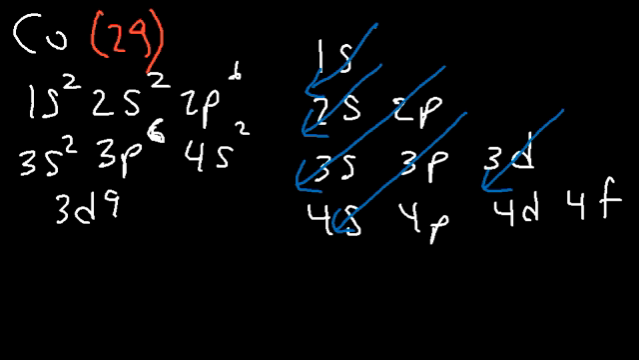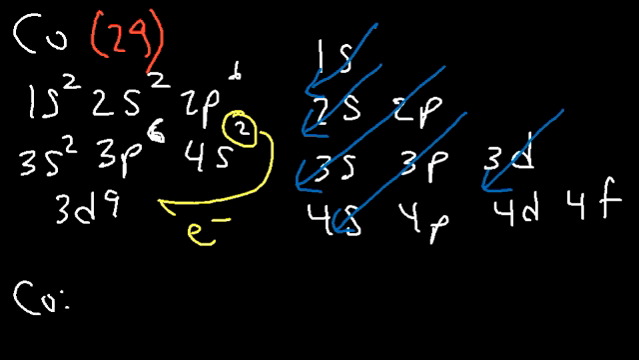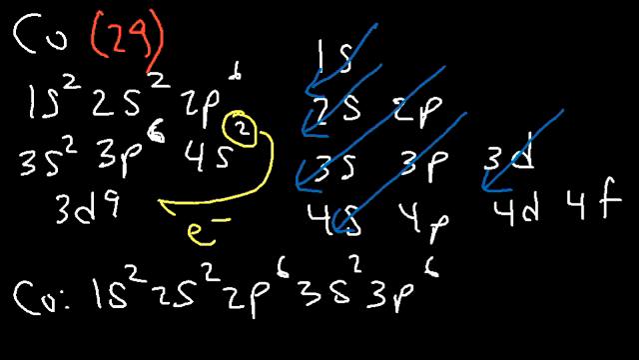Now it turns out that one of the s electrons for copper is going to jump into the 3d sublevel. So the correct ground state electron configuration for copper is 1s2, 2s2, 2p6, 3s2, 3p6, 4s2, well 4s1 actually, 4s1, 3d10. So copper has a similar pattern. An s electron jumps into the 3d sublevel.